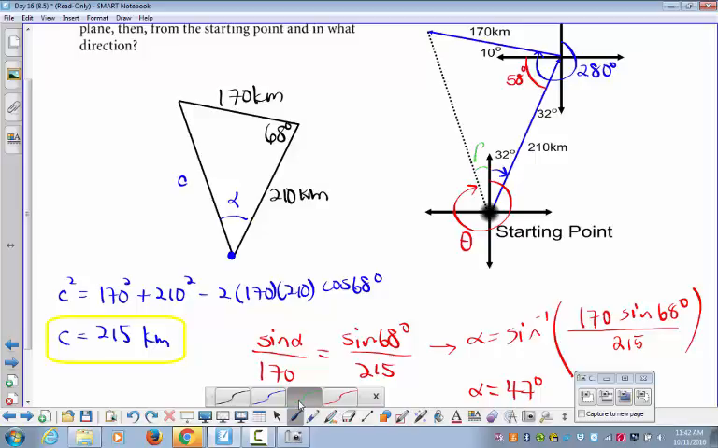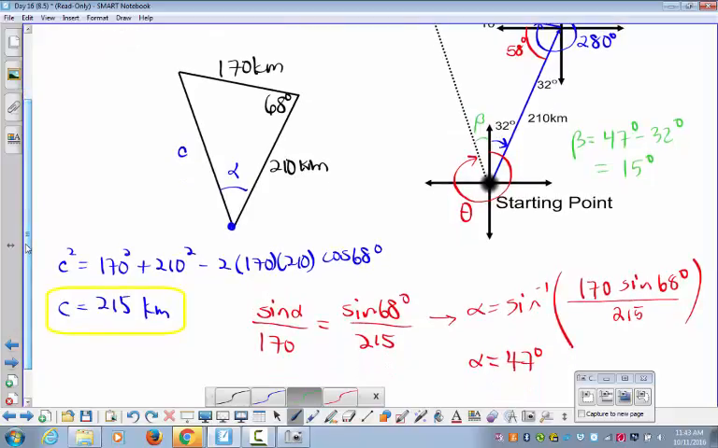So that green angle I'm going to call beta. And beta will be... 68. No, what was it? What did we just find? 47 minus 32. So that angle is 15 degrees.